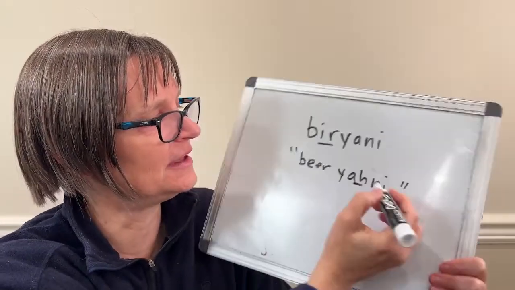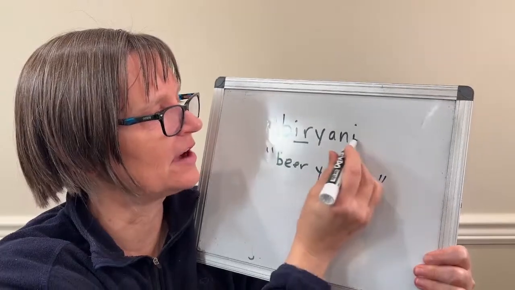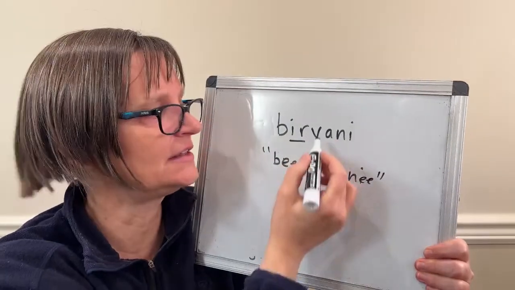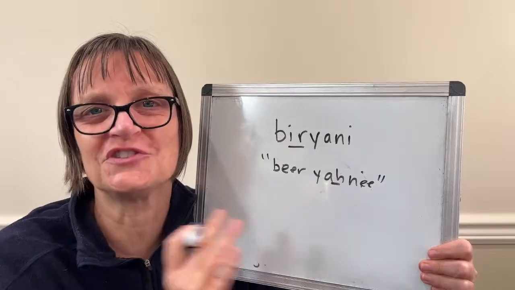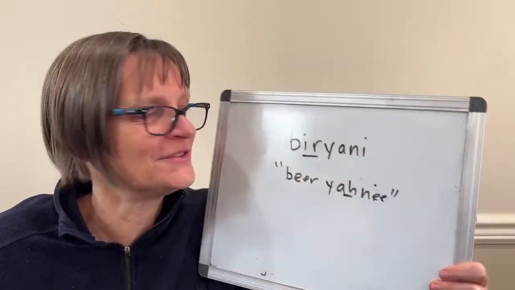So this is an E sound. So letter I says E, letter Y says ya, letter A says ah. So it's fairly straightforward. It's just not always easy to combine those sounds correctly.